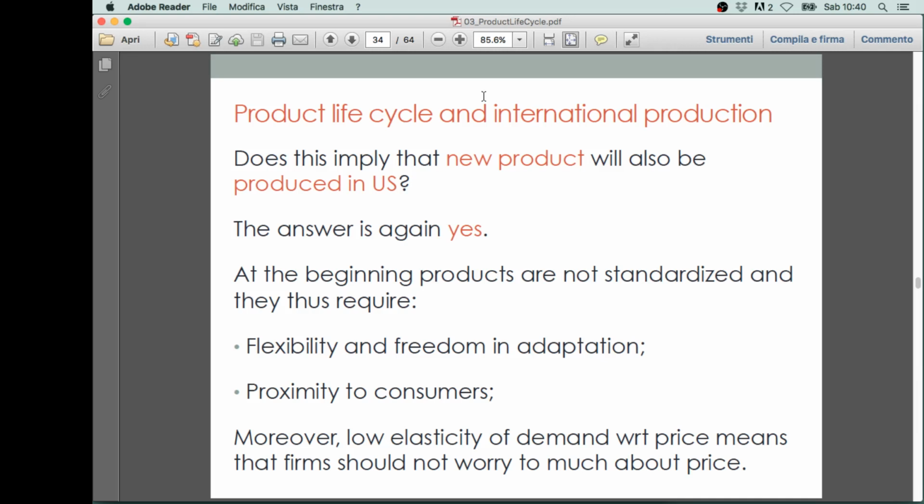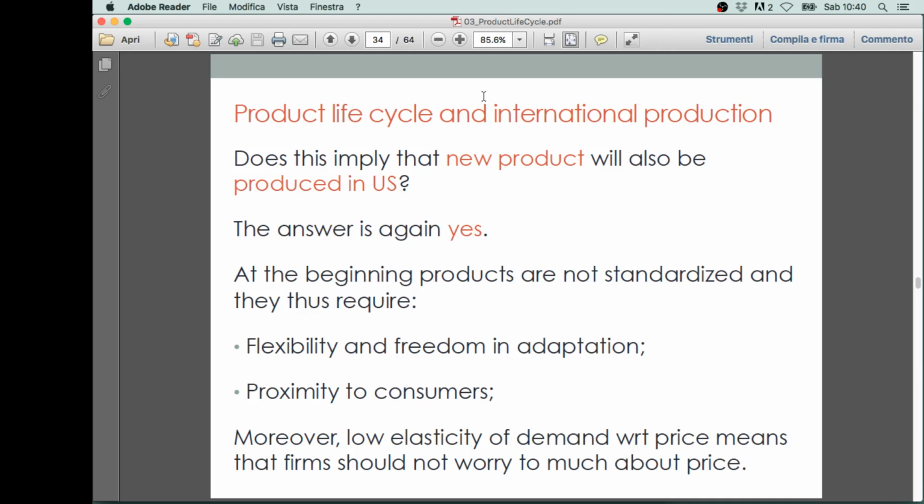Now, we know, however, that later on in his work, Vernon actually integrates this supply-based argument, associated with the availability of high-skilled scientists and engineers in the US, that could also explain why the invention phase is more likely to be located in this country. Then he moves to the production phase.